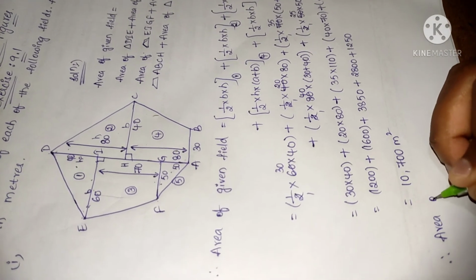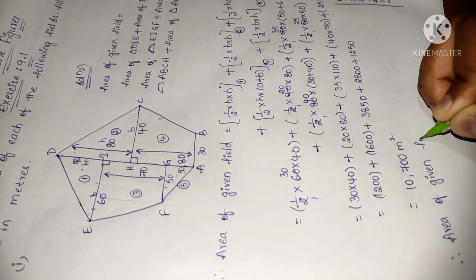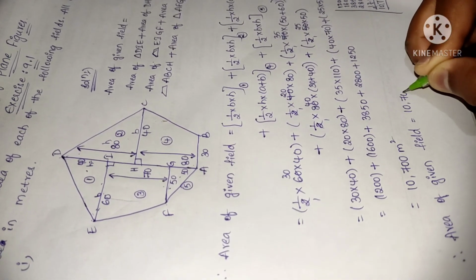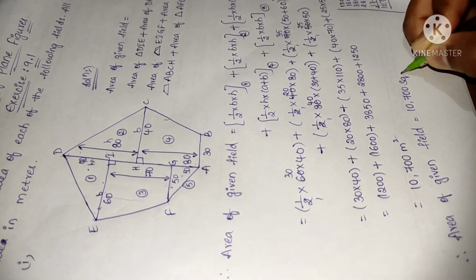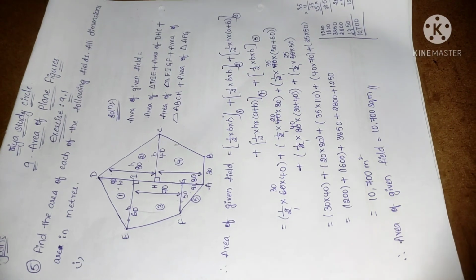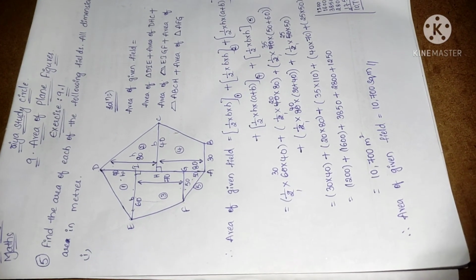So we can write area of the given field equals 10,700 meters square. Why I am taking meter is because all dimensions are in meters. So we can take meter square or square meter. This is the solution for this problem.